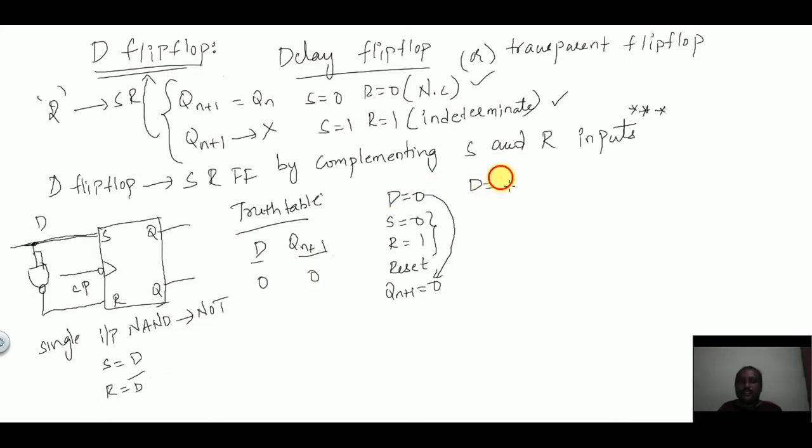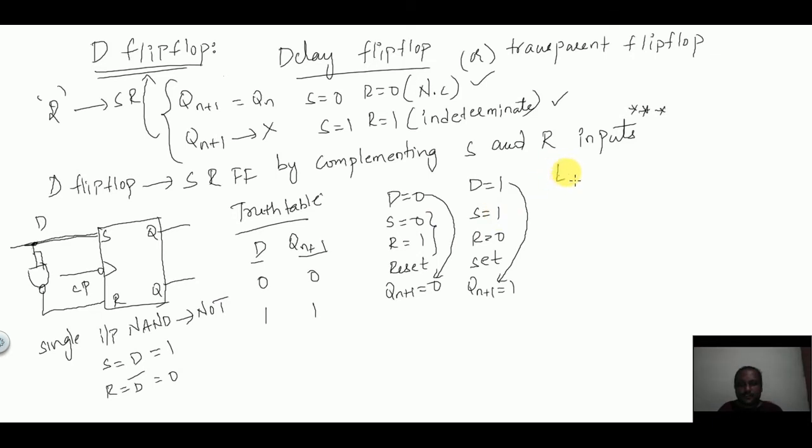Similarly, when D is equal to 1, S is equal to 1 and R is equal to 0. This is the set condition, so Qn plus 1 is equal to 1. When D is equal to 1, Qn plus 1 is also equal to 1. That's all. This is the truth table of D flip-flop. Everything depends on D.